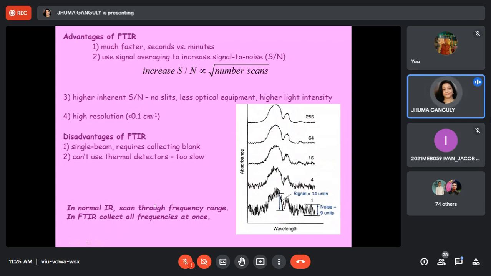From this picture you can see noise is 9 units, signal is 14 units. Now it is 1, and the signal to noise ratio goes 1, 4, 16, 64, 256. So this is actually a nice peak, and this is what we cover with FTIR. Noise is minimum in our spectrum. Even with less of the molecule, we can get a nice spectrum without any noise.